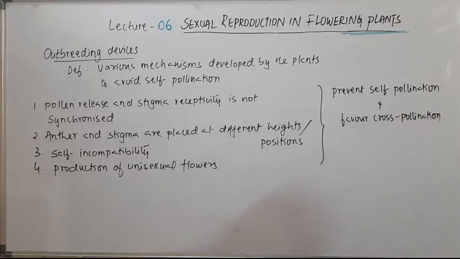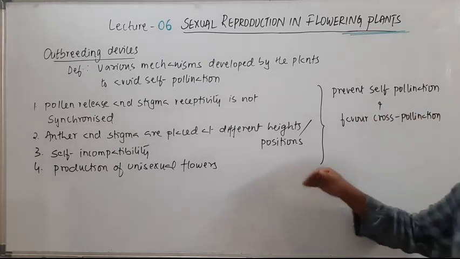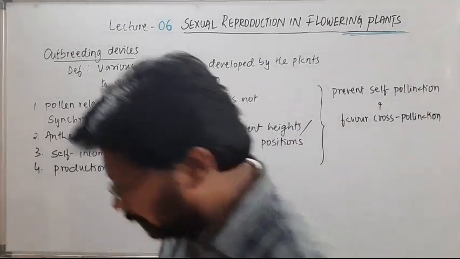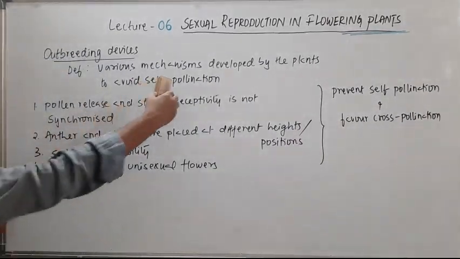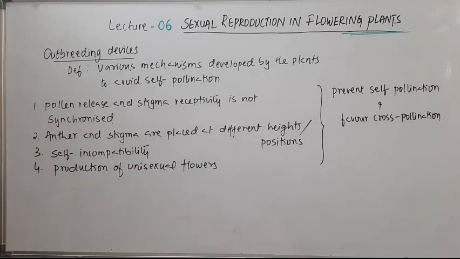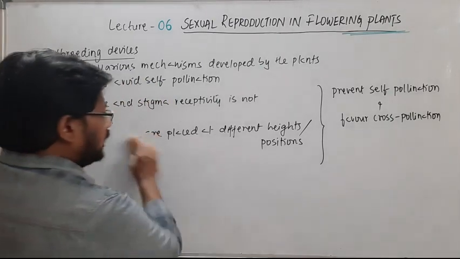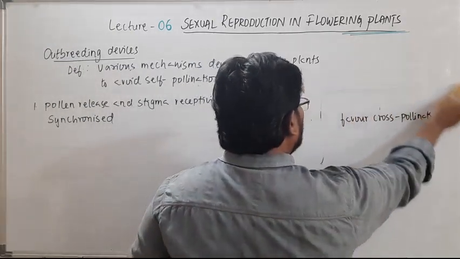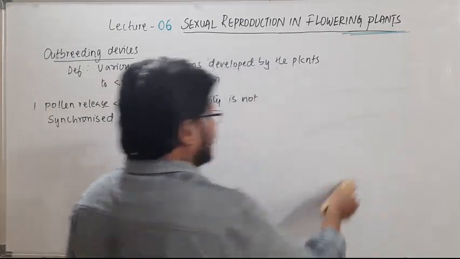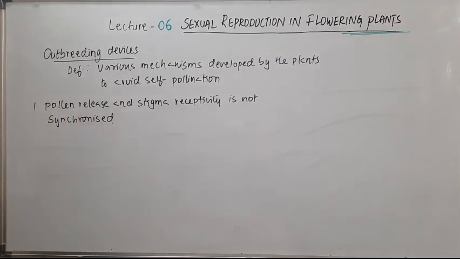So they are going to prevent the self-pollination and favor the cross-pollination. Now let's discuss each of these outbreeding devices in a little detail. So first one, let's say about the pollen release and stigma receptivity not synchronized. As I already mentioned, not synchronized means not taking place at the same timing, right?